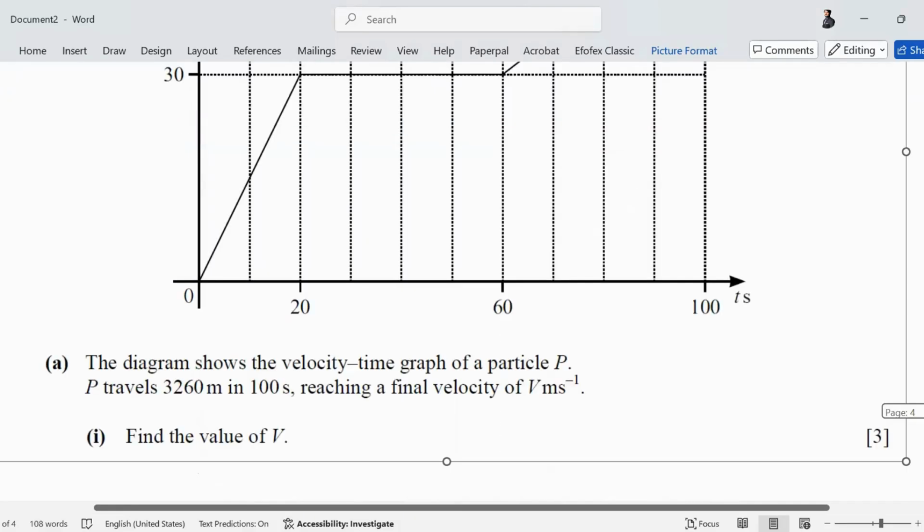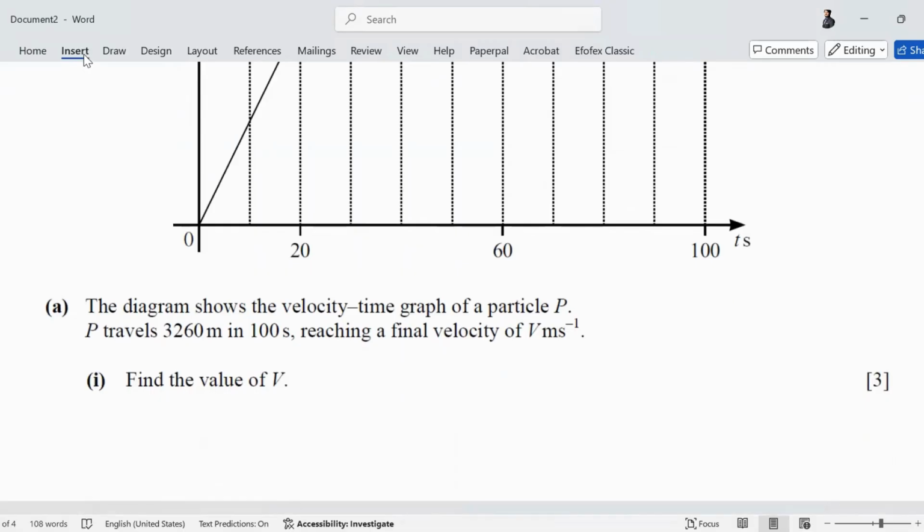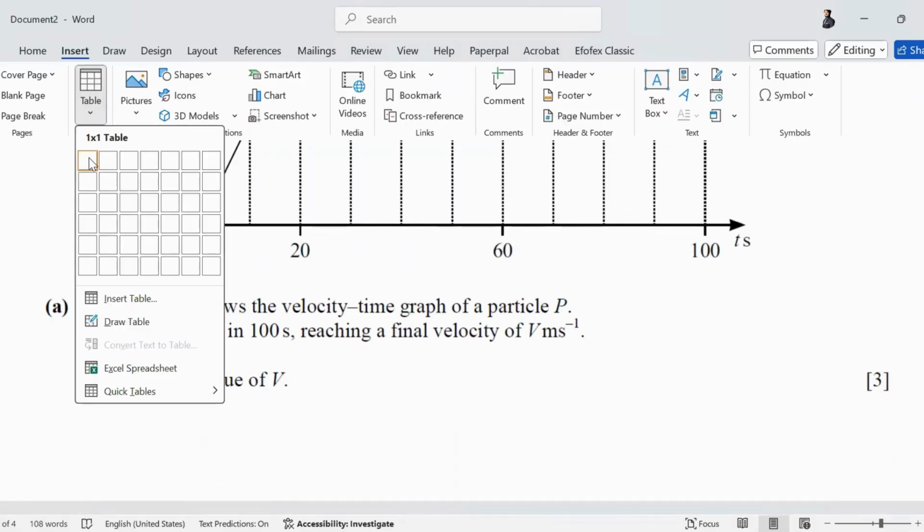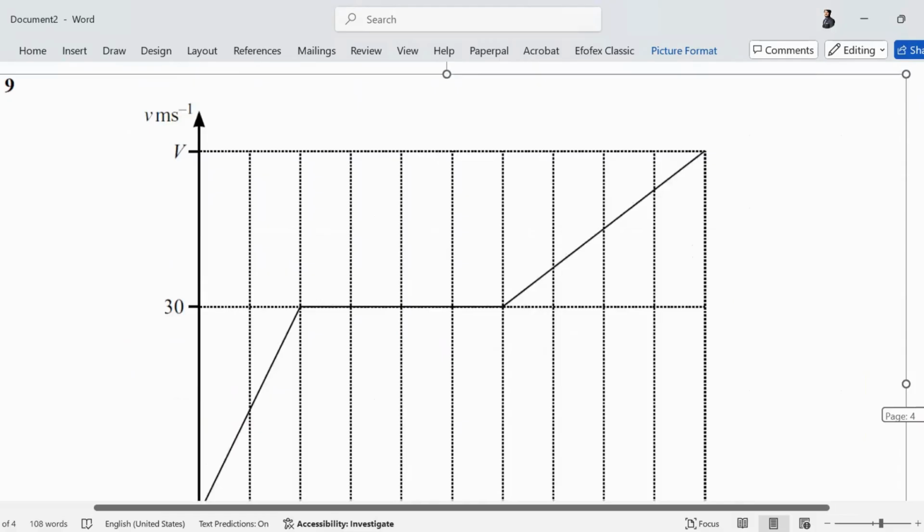Question number 9, the diagram shows the velocity time graph of a particle P. P travels 3260 meters in 100 seconds, reaching a final velocity of V. Find the value of V. So I can find the total distance by splitting the figure into different areas.